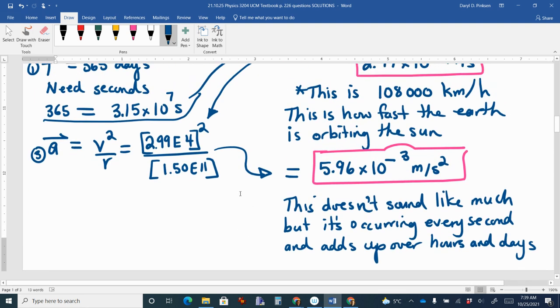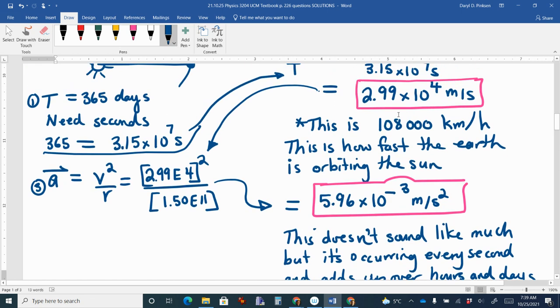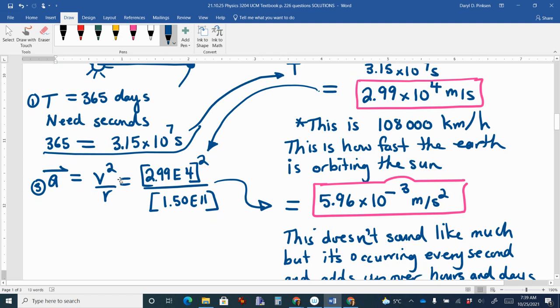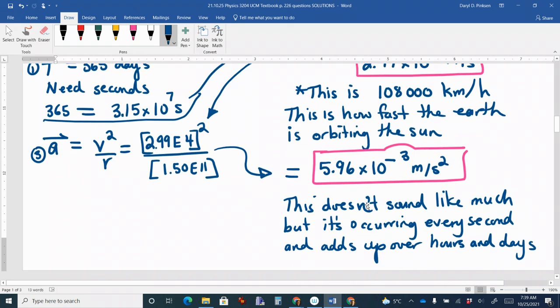acceleration. And the acceleration is very tiny. So look, we calculated the v of the Earth going around the Sun. It's actually 108,000 kilometers an hour. That's how fast the Earth is moving through space. And the acceleration here is very tiny, right? It works out to be 5.96 times 10 to the negative 3, which doesn't sound like much, but it's occurring every second, and it adds up over hours and days. So it's enough to keep the Earth in a curved path around the Sun.